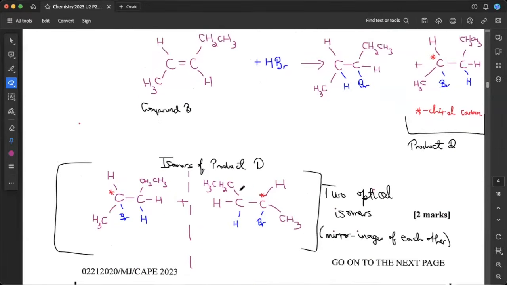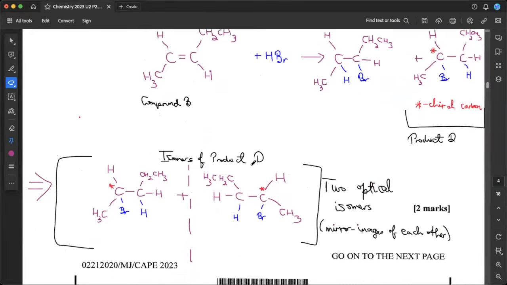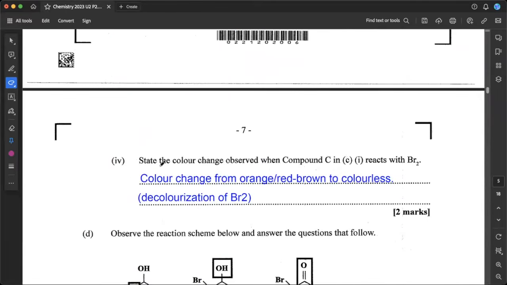to compound B. So this is actually our final answer. This is what they're looking for, right? This equal amount of 2 optical isomers is what they'd asked us for. So this is our final answer. But we got there by adding this HBr across this double bond here, okay? All right. So moving along to part 4.